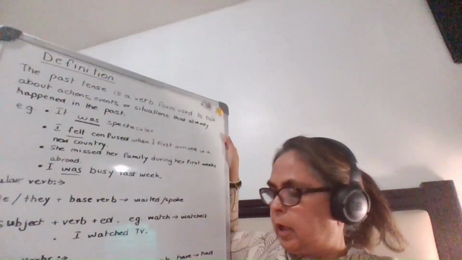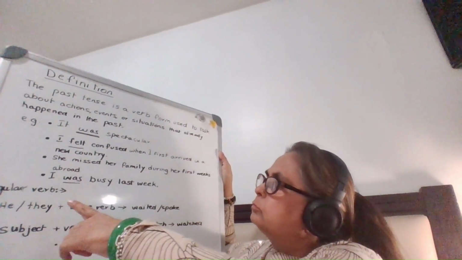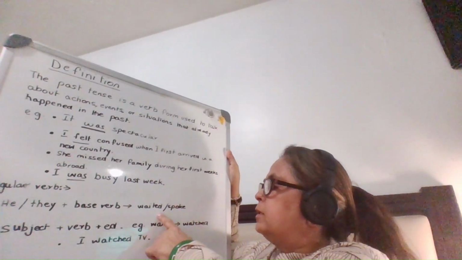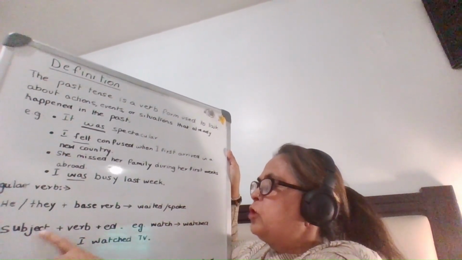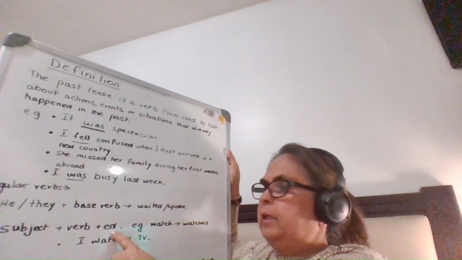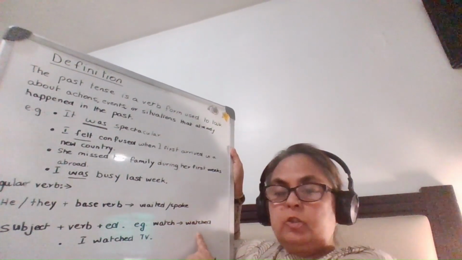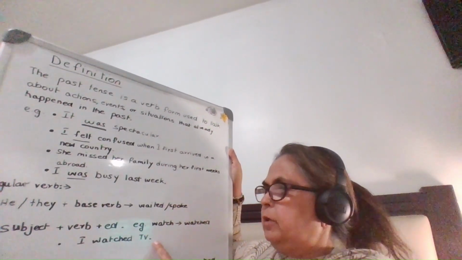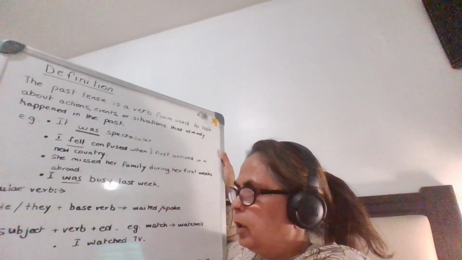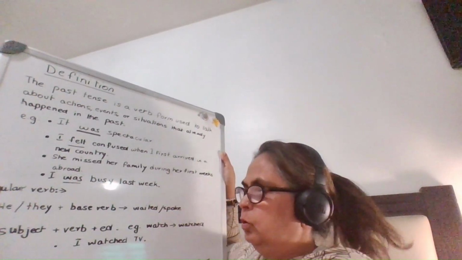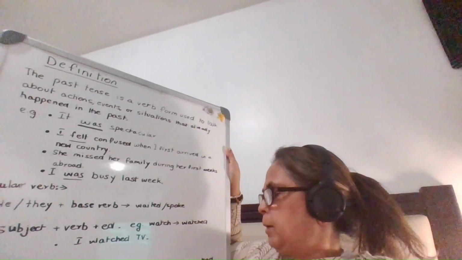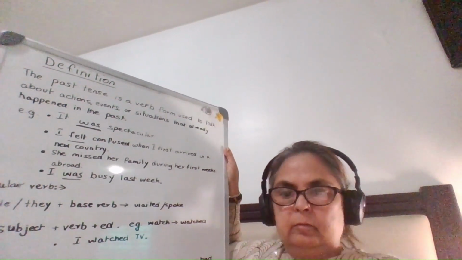So now I would say that subject plus verb plus ed will become watch, watched. So the example would be I watched TV. And irregular verbs would be do will become did, go will become went, drink will become drank, have will become had.